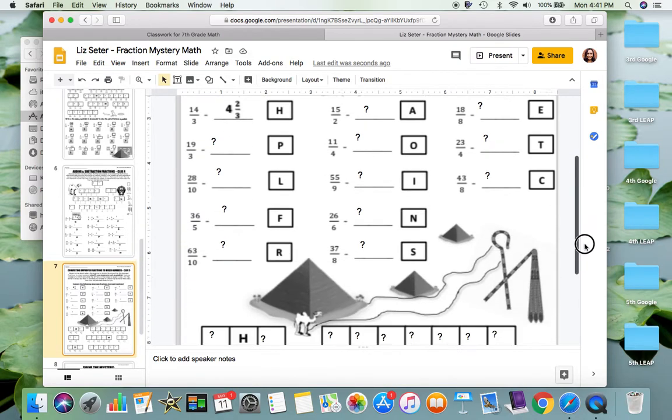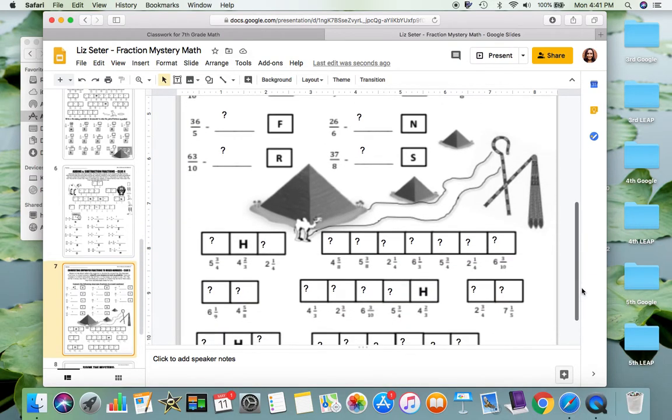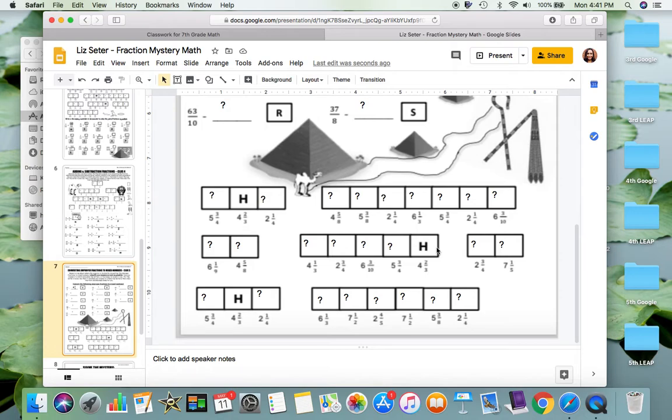Okay, wherever I see 4 2/3, I'm going to plot an H. So let's see, 4 2/3, here we go. They already put an H there and an H there, so they already found the 4 2/3 for you.